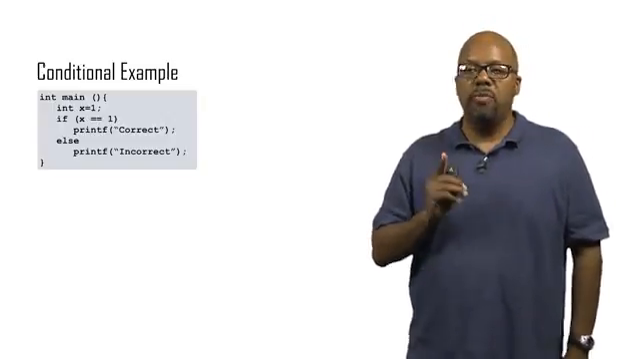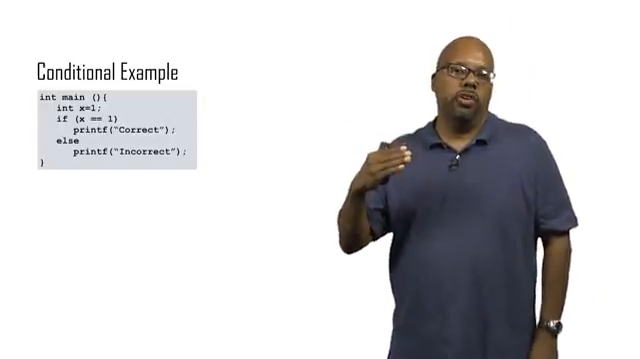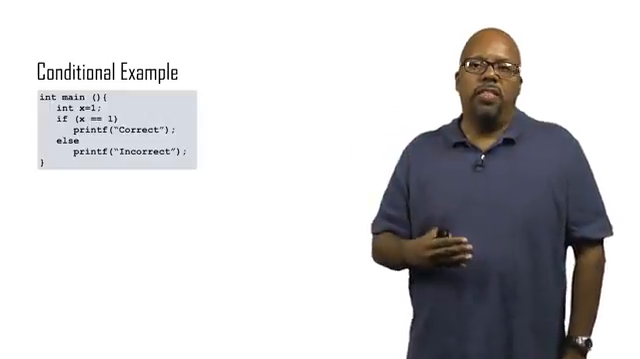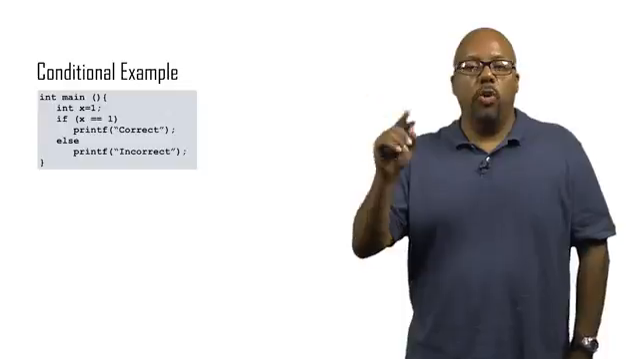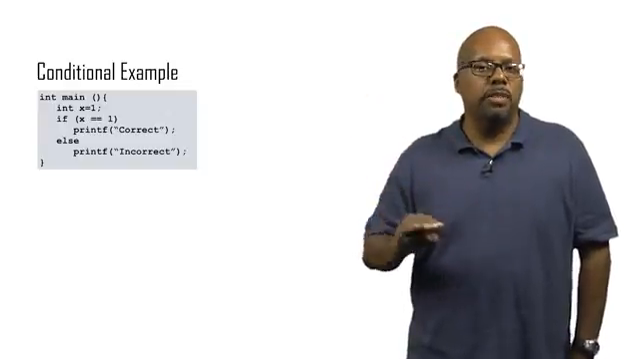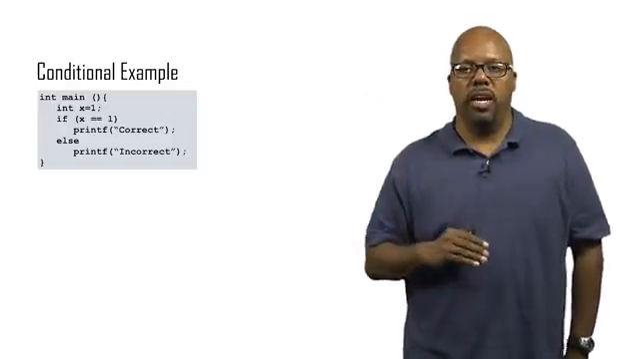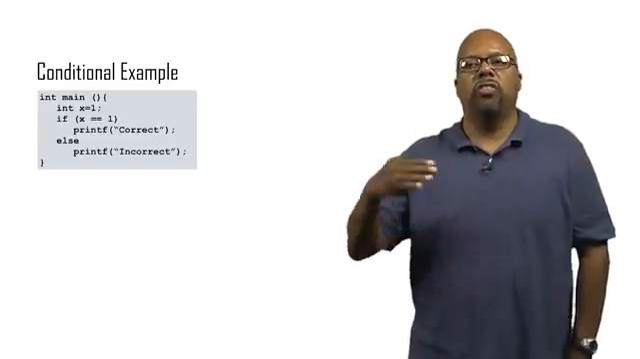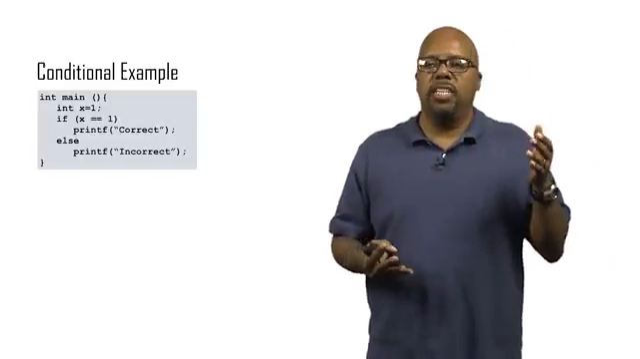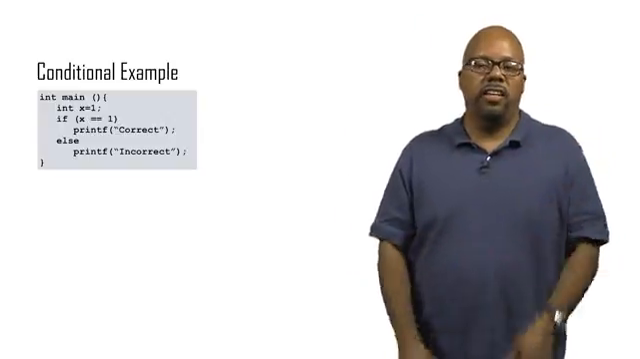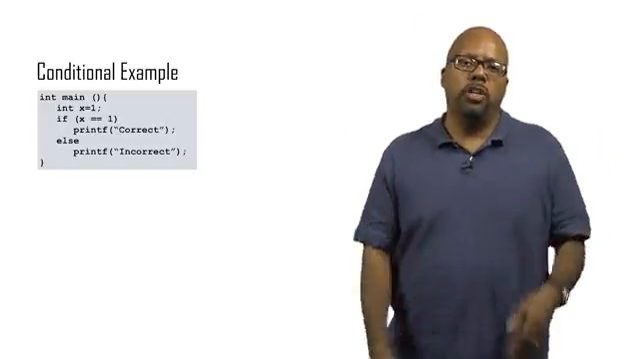If I wanted multiple statements executed when x is equal to 1, I would put curly brackets there. I'd say if x equals 1, then I have an open curly bracket, then as many statements as I want, then a closed curly bracket. And then I could say else, printf incorrect. So you can have many statements executed on the true or false sides of that if statement, as long as you group them in curly brackets.